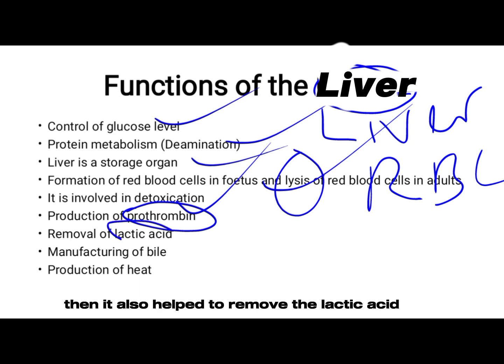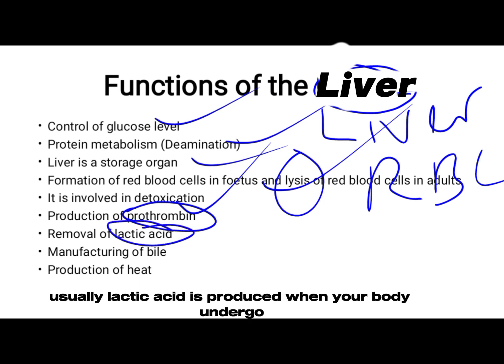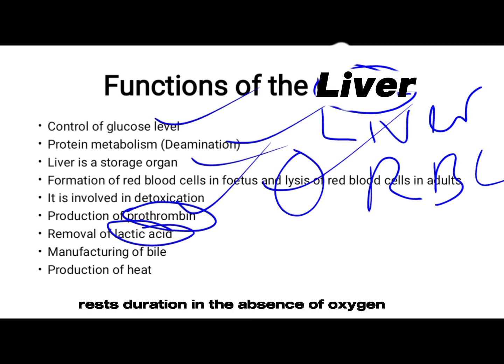Then it also helps to remove lactic acid. Usually lactic acid is produced when your body undergoes respiration in the absence of oxygen. So lactic acid is produced in the muscle and it builds up in the muscle. As a result of that, you could have muscle pull or certain kind of pain in those muscles. So basically, the lactic acid produced at such time when respiration takes place in the absence of oxygen is removed by the liver.